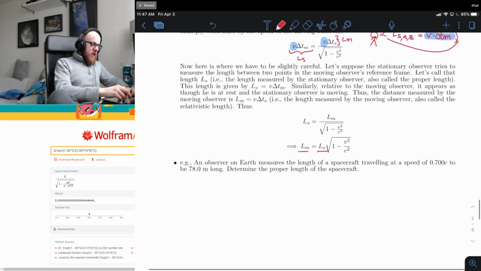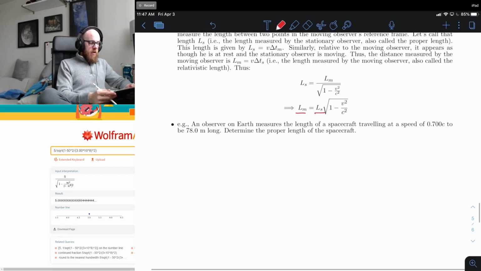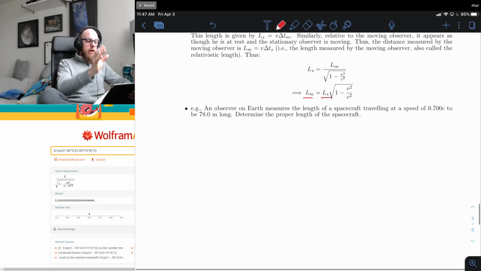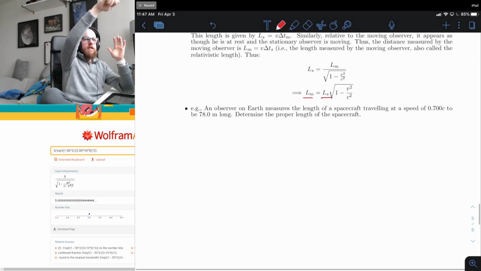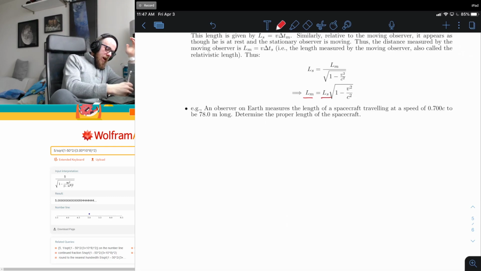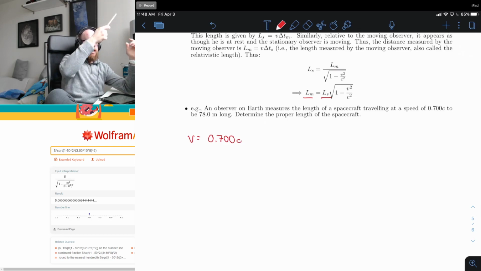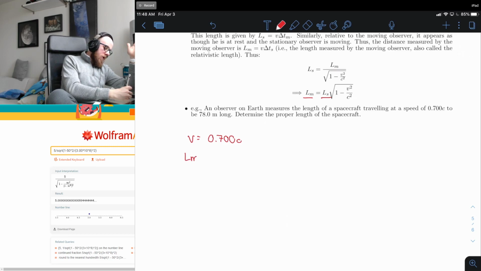All right, let's do an example to just see how this works in practice. So here we have a similar setup to the last example. We have an observer on Earth, and they're measuring a spacecraft. And specifically, they're looking at the spacecraft and saying, oh, well, when I look at that spacecraft, it is moving at a speed v equal to 0.700 c. And when I'm looking at that spacecraft outside, I observe it to be 78 meters long, okay? So that's my observation that I'm making on the moving spacecraft, right? So L, the length in the moving reference frame, is equal to 78 meters, okay?